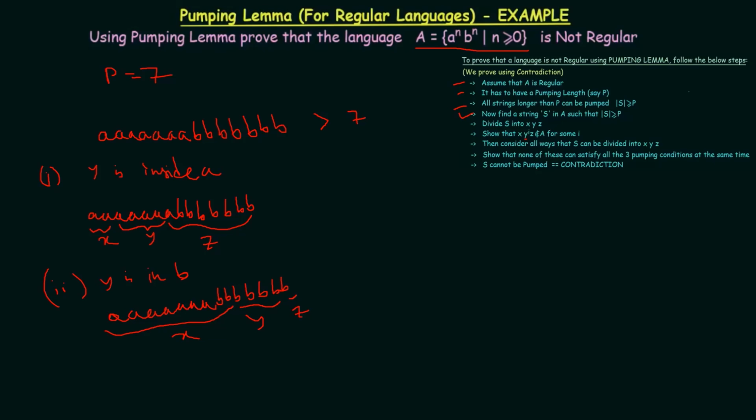Another case can be that Y is in both A and B. So Y is in A and B. So in that case, again I have to write.